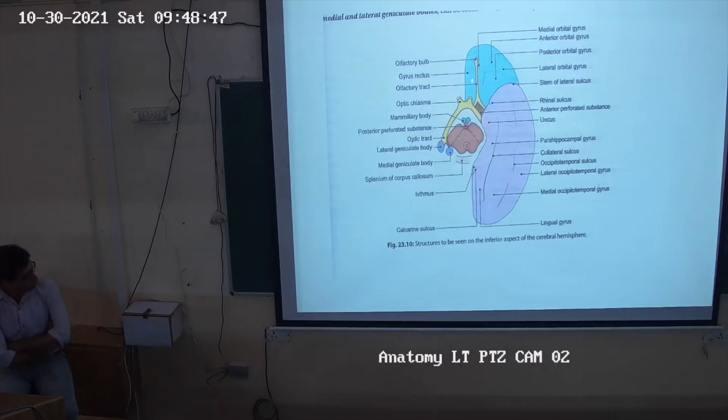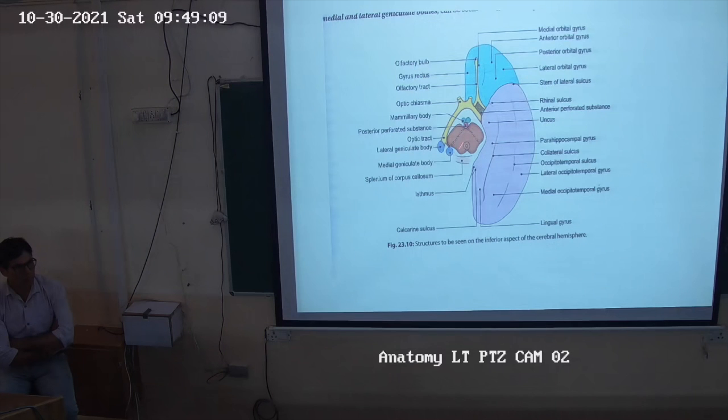And just lateral to the optic tract, what is this? The olfactory bulb. As the olfactory bulb comes down, it divides into a V-shaped part. Between this and the lateral side, the medial side of the optic tract, there is another substance that is called the anterior perforated substance, that is this one. This is the anterior part.